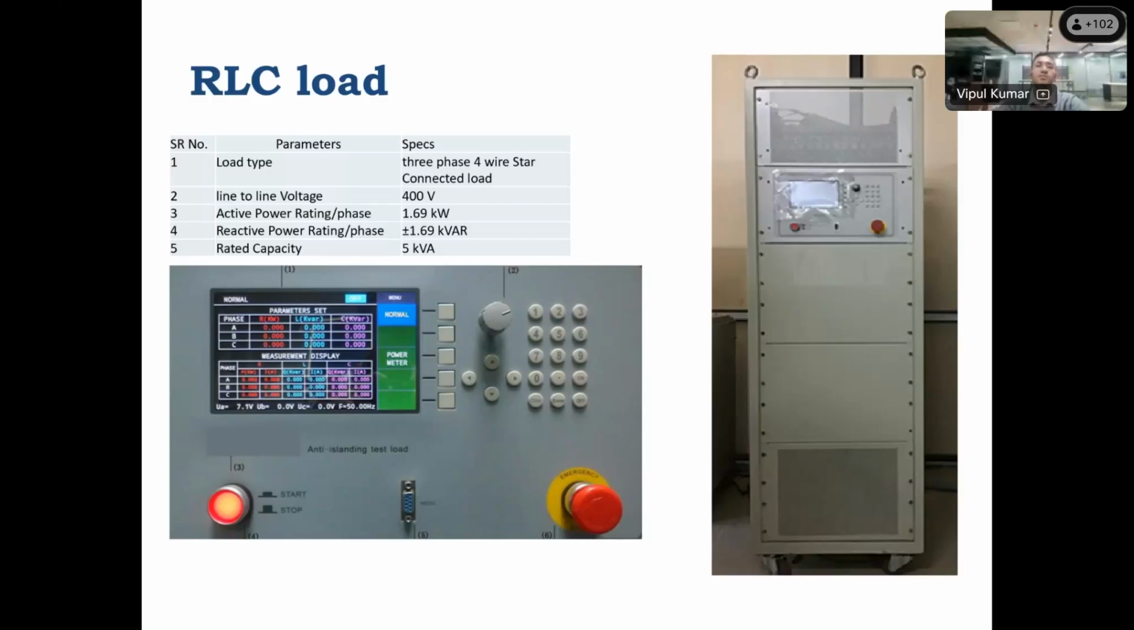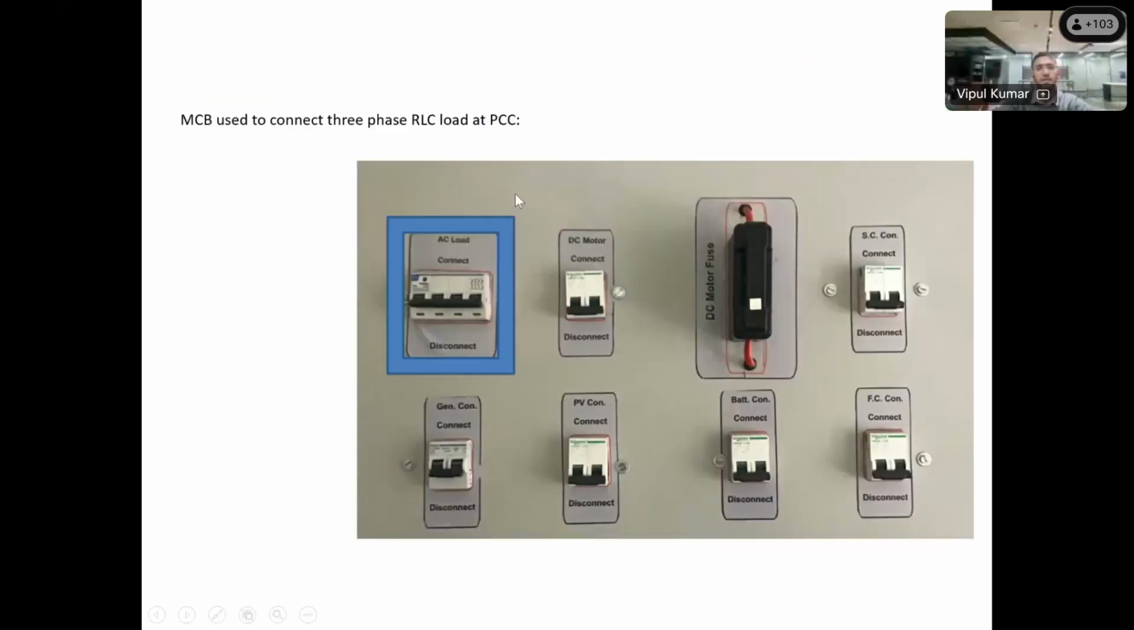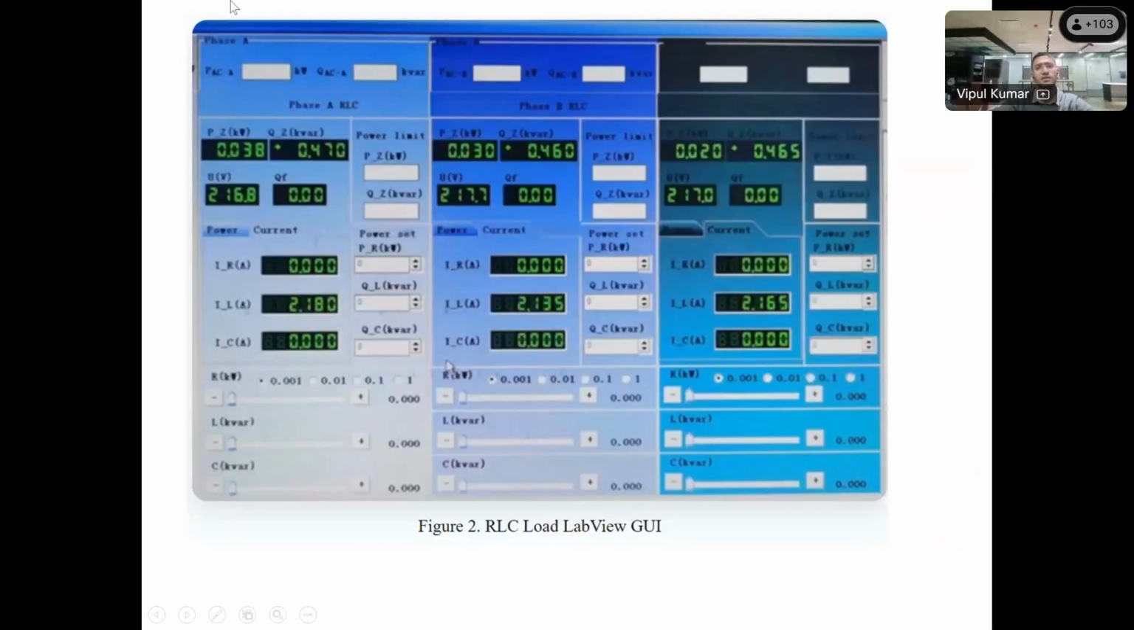Yes, in the PC, in constant power mode, and in constant current mode, you have to give the current value, like 1 ampere, 2 ampere. If you operate in current mode, the power is calculated in VA, not kilowatt or var. Okay, so in current control load, you give the input current, and you will get the power rating in VA. Okay, this is the RLC load, and the RLC load is connected to the point of common coupling using the MCB, and this is the software view of the RLC load. So we can enter the value and we will get the value.